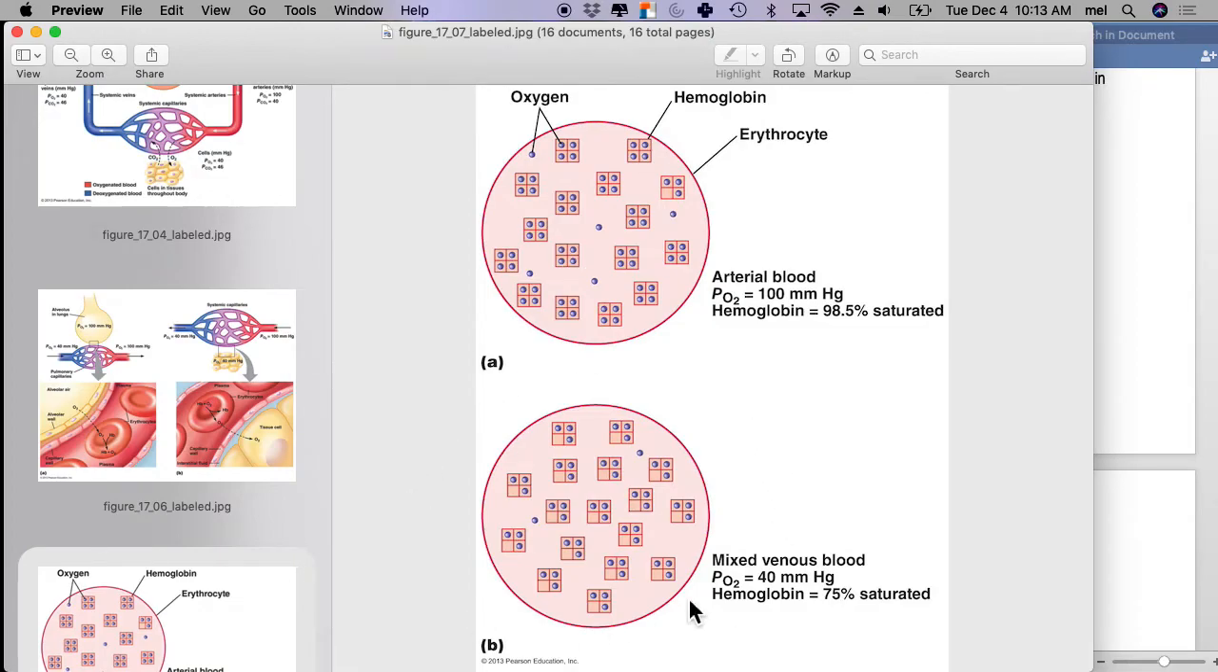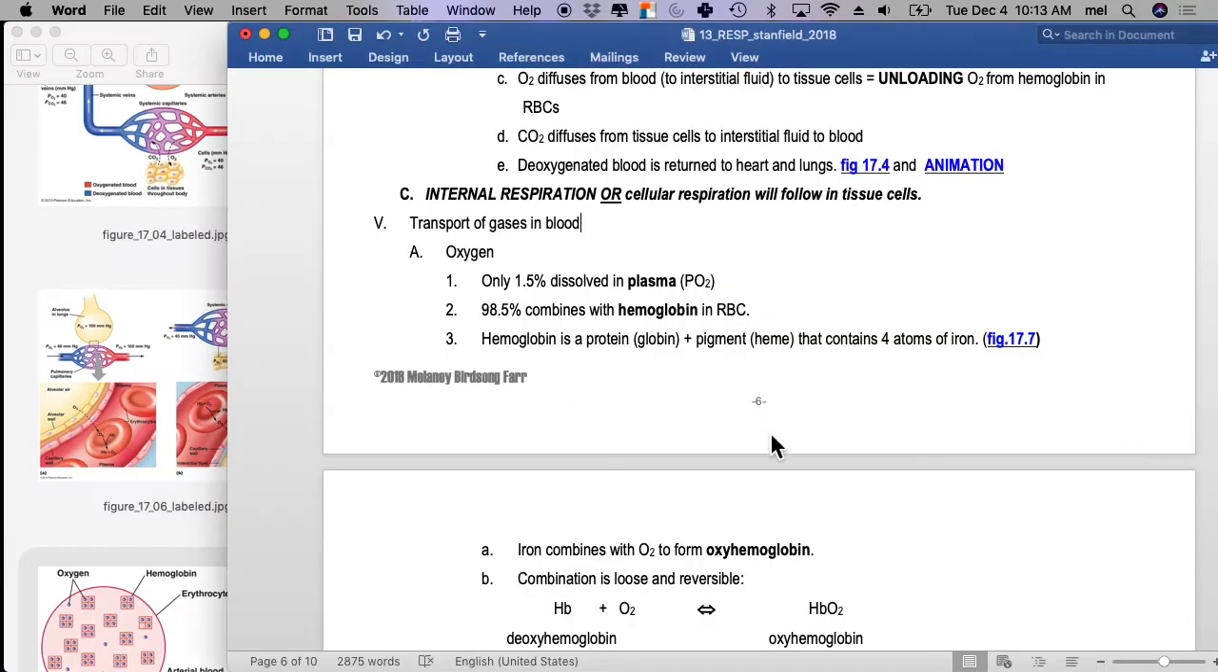This one is venous blood. Venous blood does not have 100% saturation of oxygen. I know that you guys are in the habit of thinking that venous blood might be 0 oxygen, but just so you know, it's not. You always carry around some. You just don't carry around as much as you had in arterial blood. Everybody okay with that? Okay, so here is what we are going to talk about.